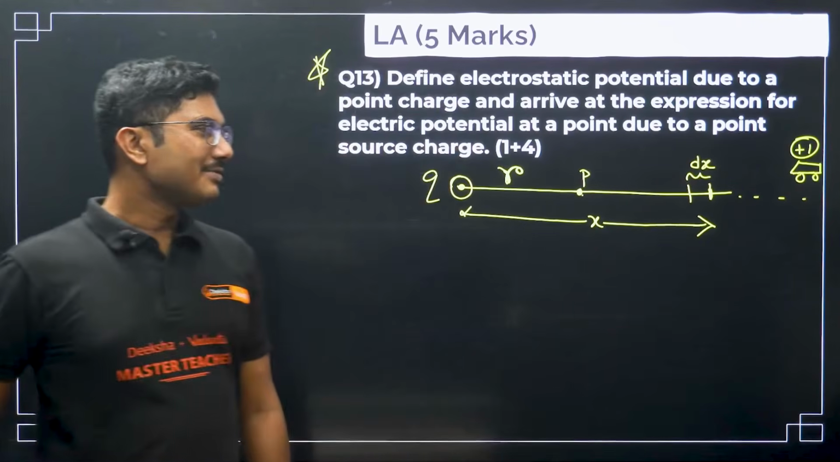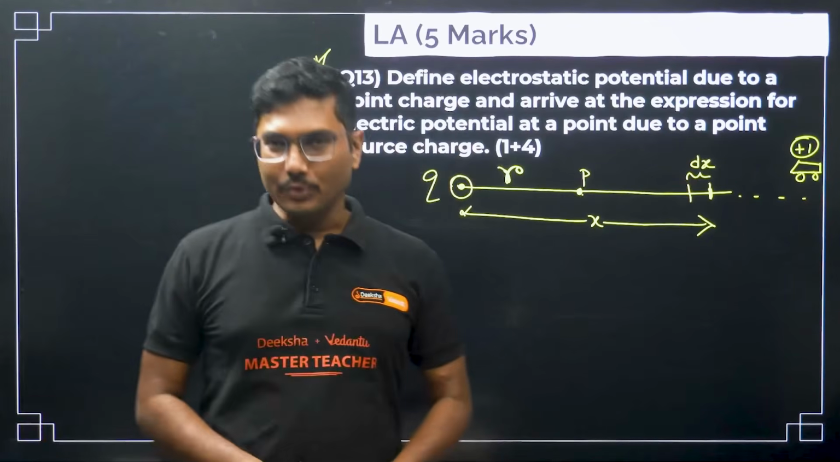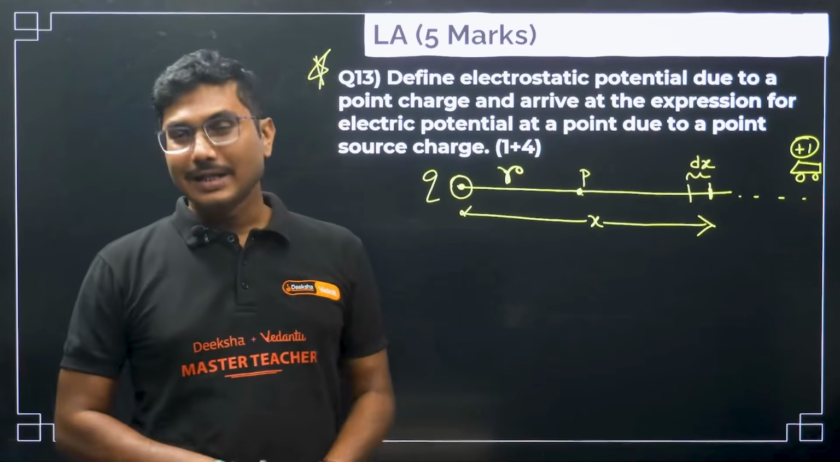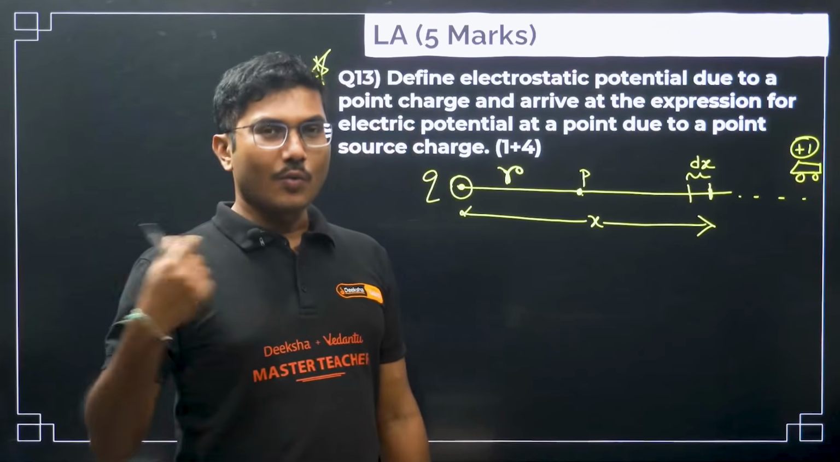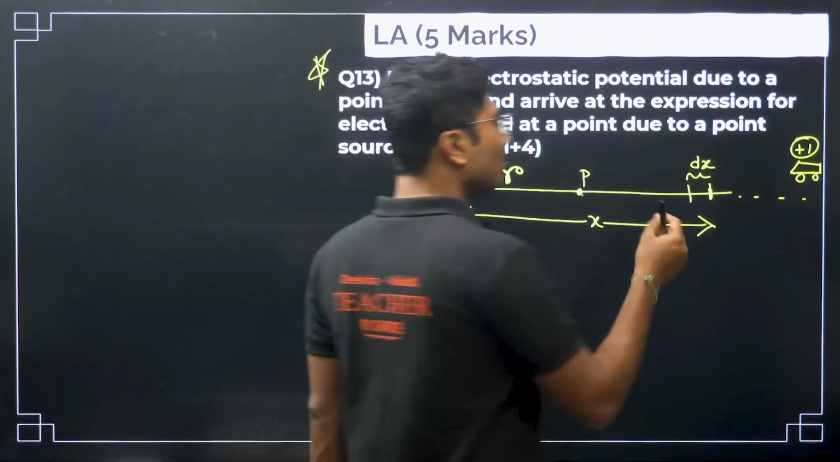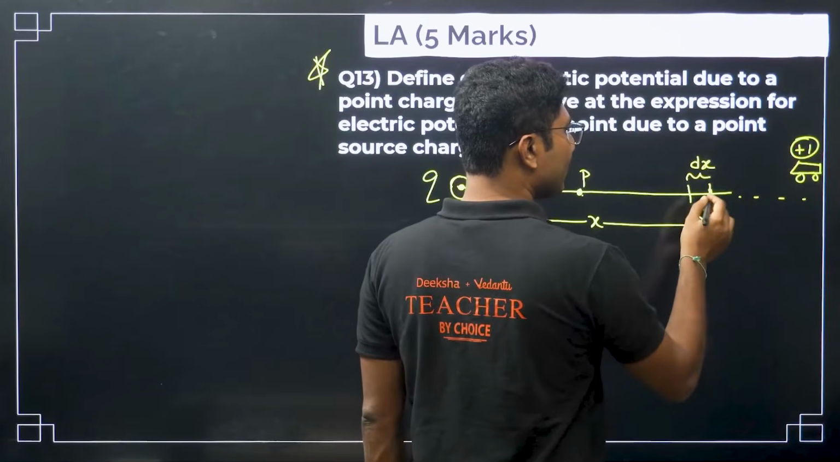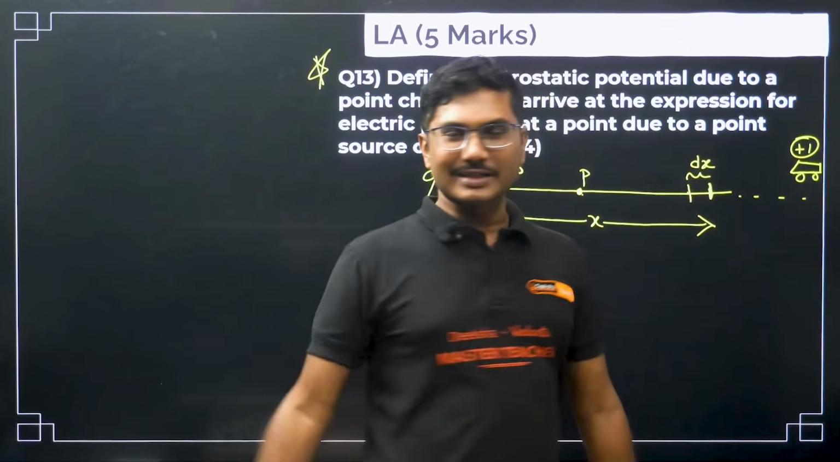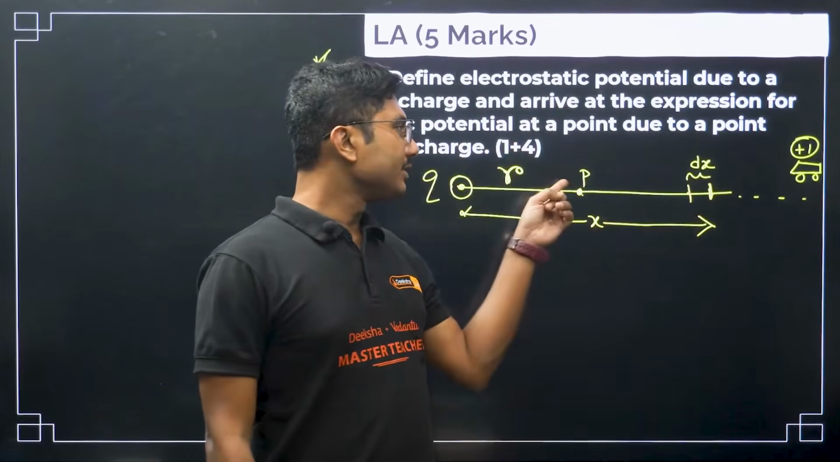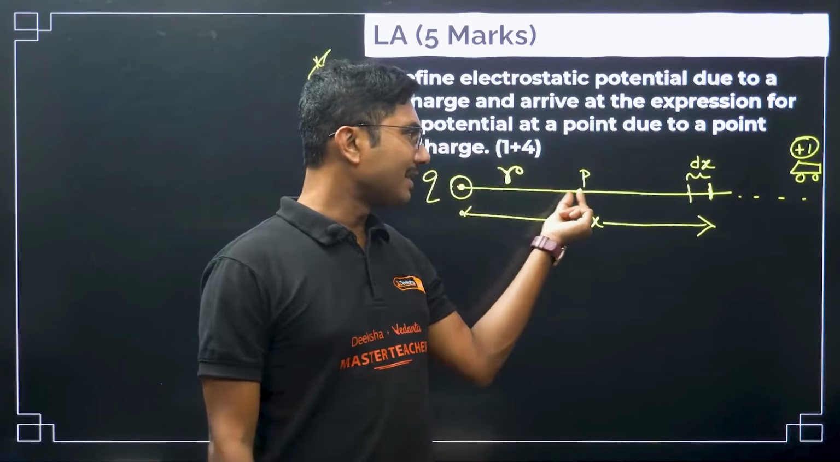Okay, the distance between them is dx. Now what we have to do, first we have to find what is the work done to move this unit test positive charge from here to here. This is an intermediate station. Our journey is not yet complete. This is our final destination.